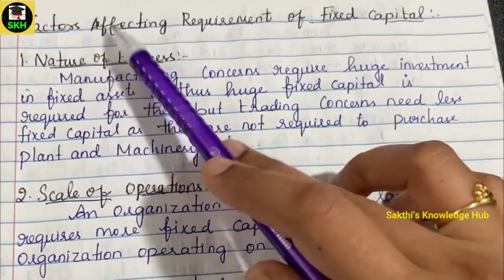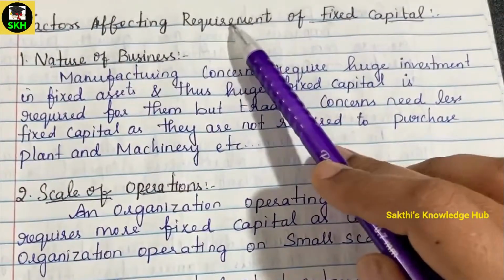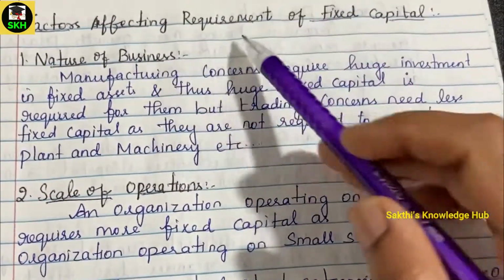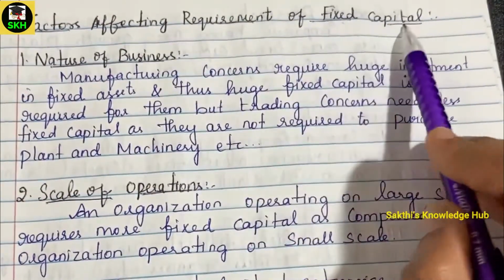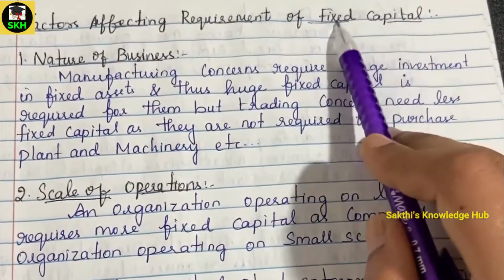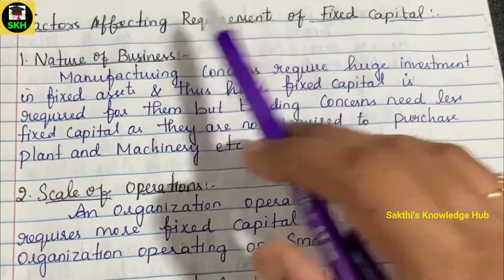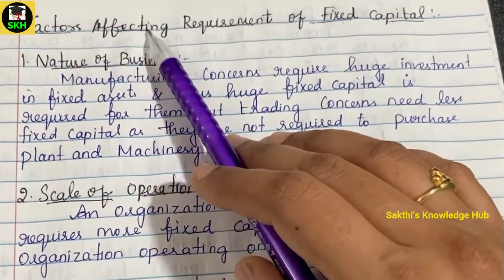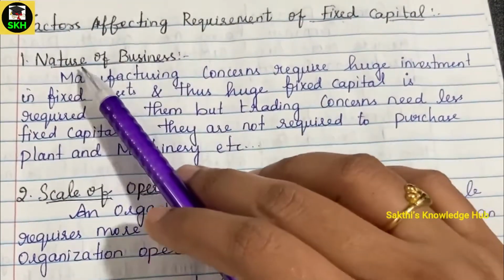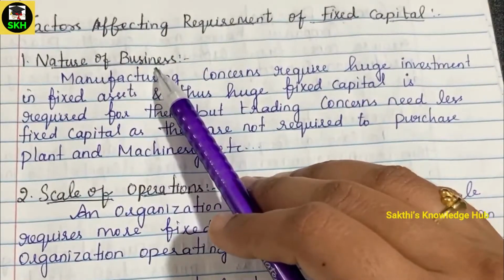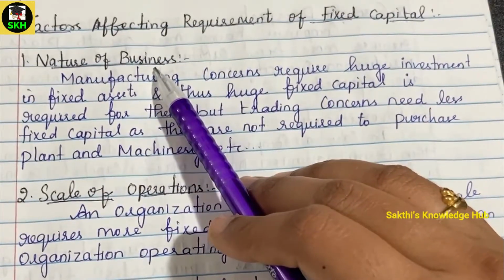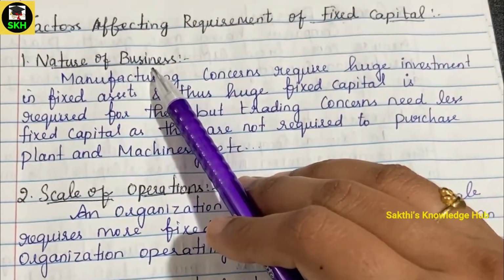What are all the different factors which are affecting or contributing or showing priority in deciding our fixed capital? That is, on what basis we will be deciding about our fixed capital. Out of that, the first one is nature of business. The nature of business means the type of business. It may vary from one business to another, and on that basis, the fixed capital will be decided.